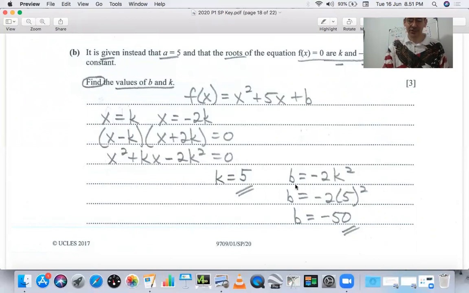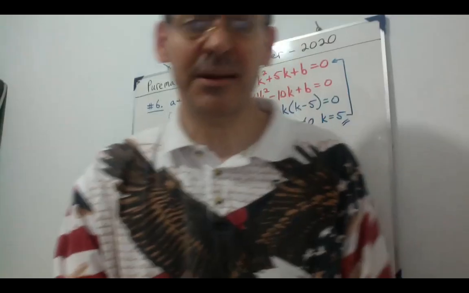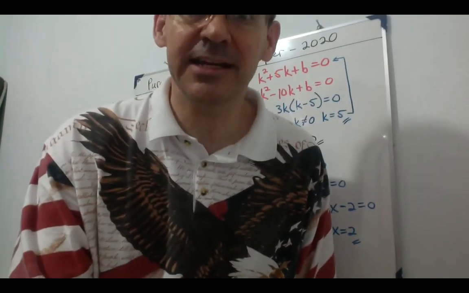The b is in the position of the constant, -2k squared. So b equals -2k squared. We already found k, plug it in. 5 squared is 25 times -2 is a -50. So b equals a -50. Now let me stop sharing so you can see the screen again.